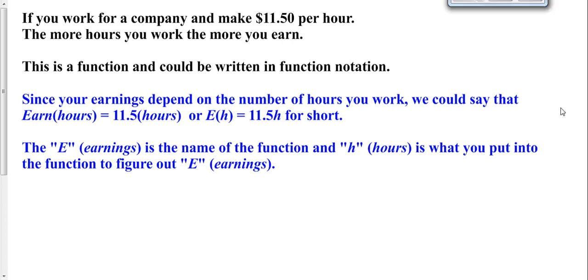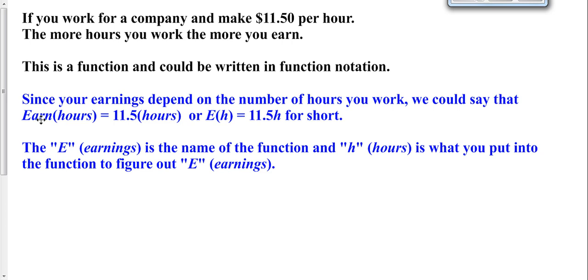Suppose you get a job at a company and you earn $11.50 an hour. The more hours you work, the more money you actually earn. This relationship can be written as a function because your earnings depend upon the number of hours. We could say the earnings based on hours is equal to 11.5 times your hours. Or for short, we could say E of H, that's your earnings as a function of H. It's 11.5 times H.